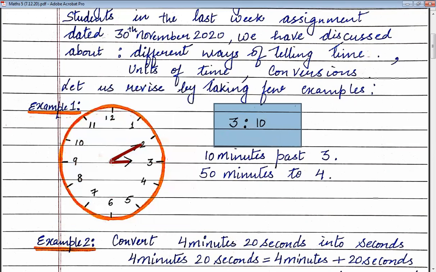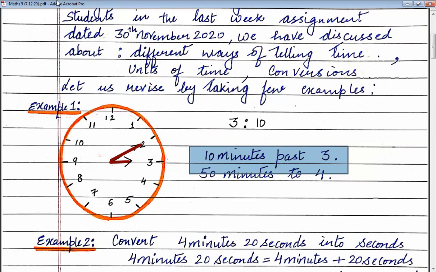Okay, what is your time in this clock? 3 hours 10 minutes. Okay, and what else can you say? You can say that it is 10 minutes past 3. Now there is one more way to tell the time. You can tell the time in terms of the next hour, that is, how many minutes are left for the next hour.